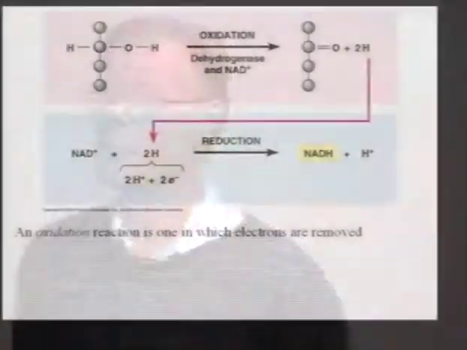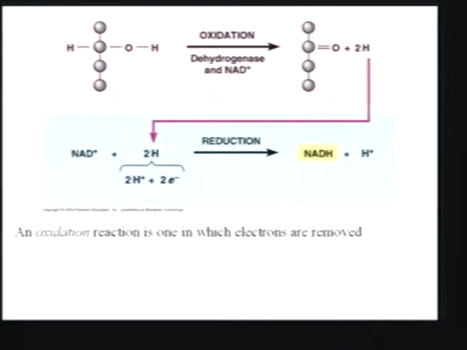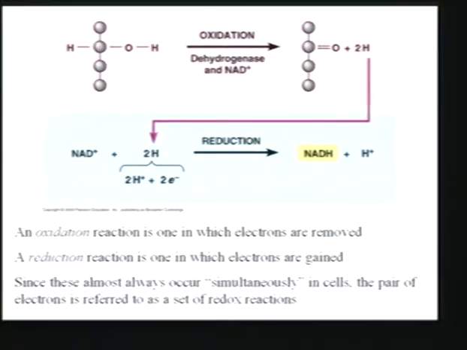So in oxidation, electrons are removed. We're removing the electrons from that 4-carbon compound and donating them to NAD, and that's the reduction part of this set of reactions. These almost always occur simultaneously, and that's why we call them redox reactions, because you almost always see an oxidation followed immediately by a reduction. So we just combine the two and call them redox.